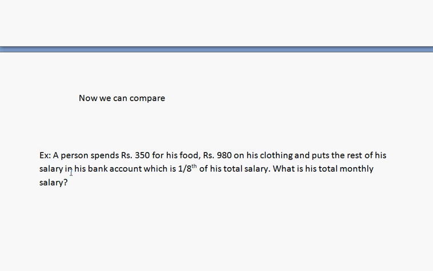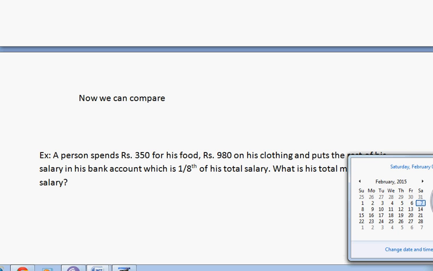So the question says a person spends rupees 300 on his food, 980 on his clothing, and puts the rest of his salary in his bank account, which is 1/8 of the total salary. What is the total monthly salary, right? So you have to find the total monthly salary. How do you do it? Just take around 1 or 2 minutes to do it, and then we'll see how to do it.